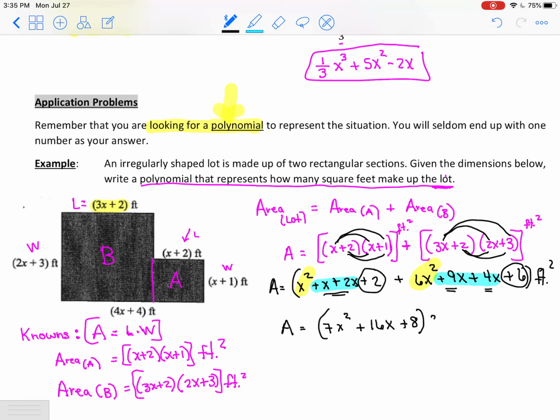And I want to be careful to put that parenthesis on there, because if I don't, it's just going to look like 8 feet squared. But in fact, it's this whole polynomial feet squared. So the area of our lot is going to be quantity 7x squared plus 16x plus 8 feet squared.